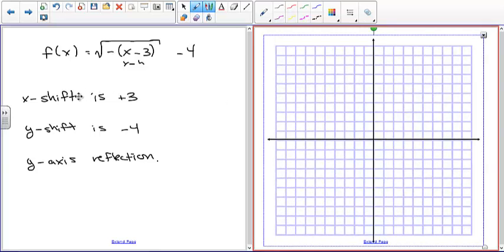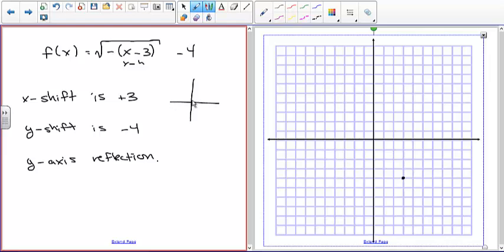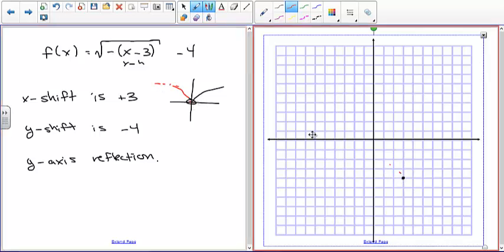Okay, so let's do this thing first. Plus 3, minus 4. Okay, so there we start. And the square root looks like this, and this point here is that point there. Now because I'm reflecting across the y-axis, it's going to look like this. So it's going to have to go up kind of in that direction in general. Okay, so let's think about specifically what's going to go on here.